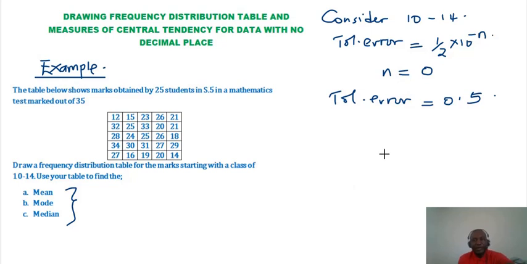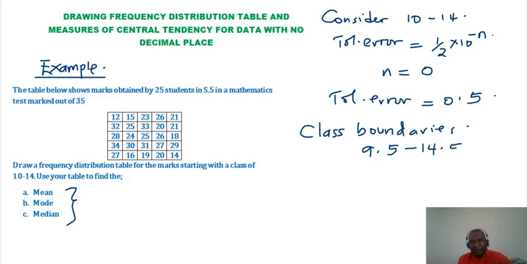Now, we need to go ahead and get the class boundaries using this class here. So if we are to find the class boundaries of this class, from our previous video about class boundaries, we say we shall be taking away 0.5 from the lower limit and then adding 0.5, this tolerance error, on the upper limit. So the class boundaries will be 9.5 to 14.5, this being the lower class boundary and this being the upper class boundary.